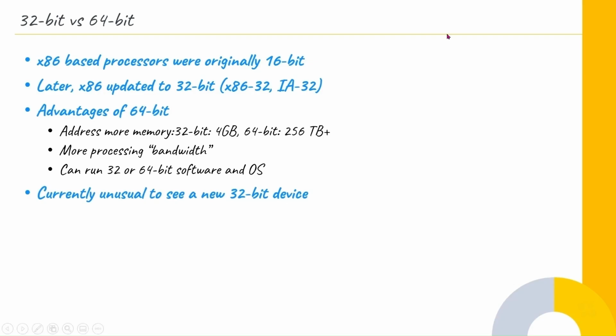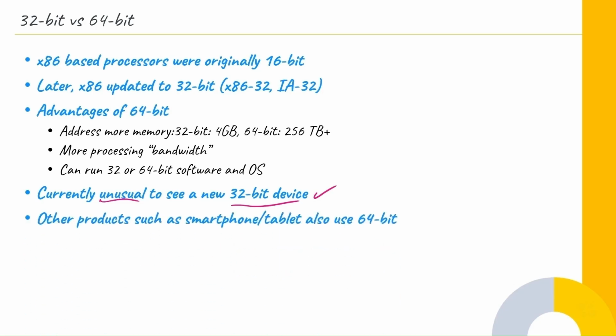But currently, again, it's unusual to see a 32-bit device come out. I haven't really seen one come out in quite a while. I kind of wonder if you're only really going to see that on something with a specialized processor. All of our other products that we're currently using these days, such as smartphones and tablets, are also usually going to use a 64-bit ARM processor in most cases.